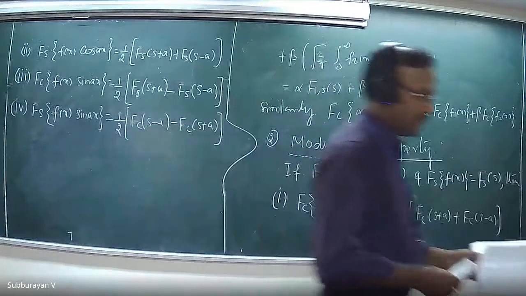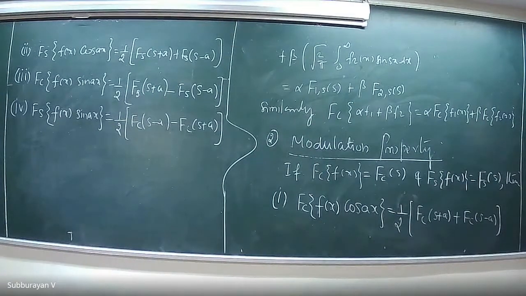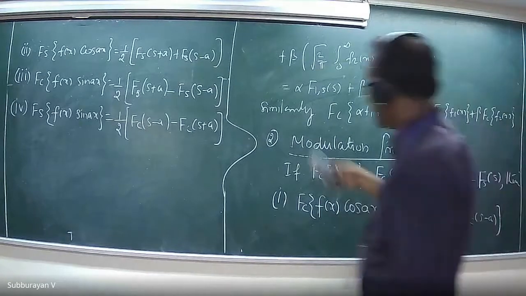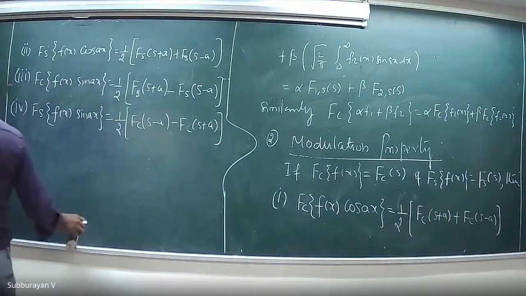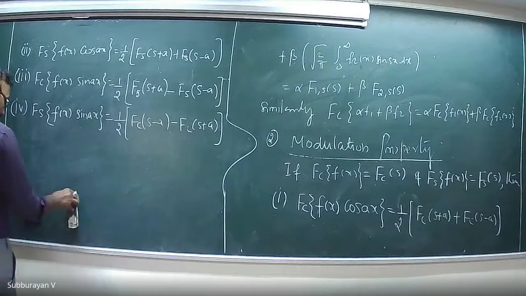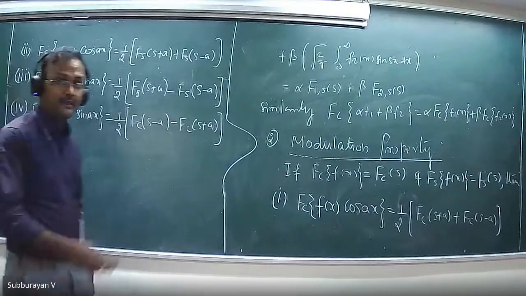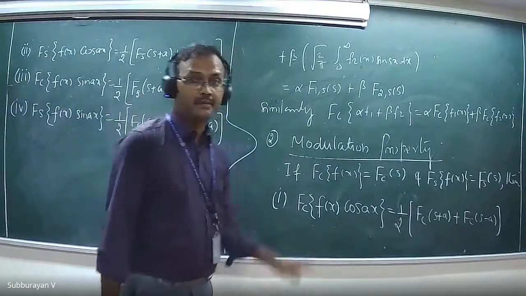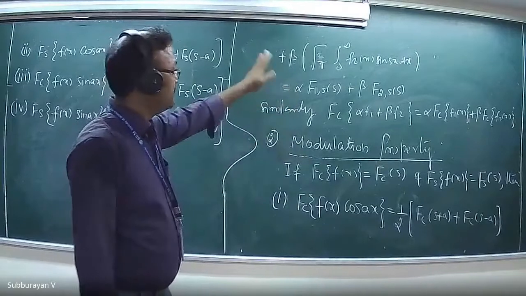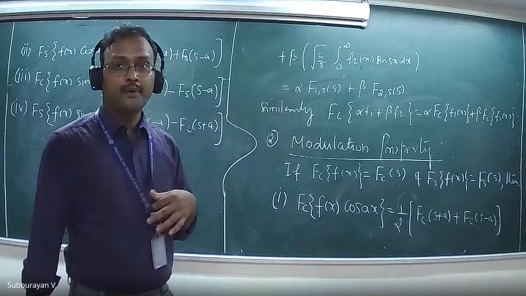Okay, so I will prove one, and you take the remaining three as an exercise. These four are important properties. We are going to use them to solve problems in the Fourier cosine and sine transforms, so these four properties are very important.